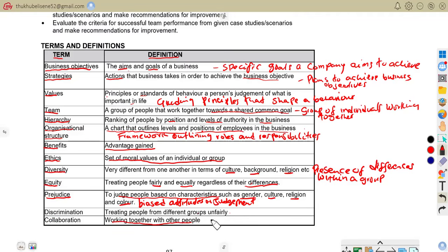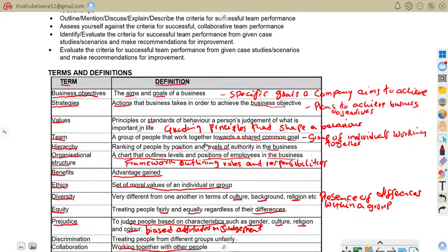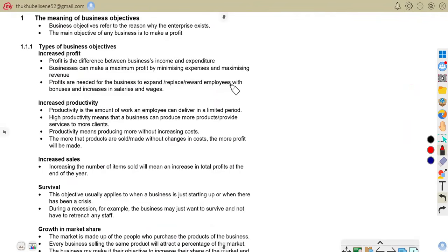So now we are moving on. These are the terms and definitions that you have to go through before you can get into detail of this chapter. These terms are the ones that you're going to talk about throughout this chapter. So now we are familiar with the terminology of this chapter.